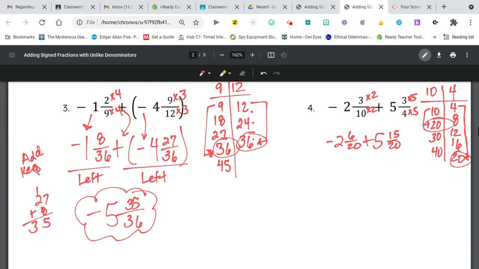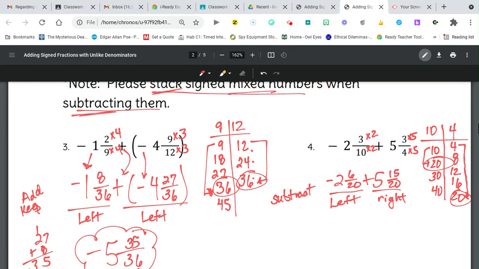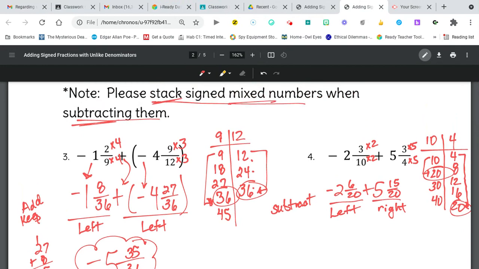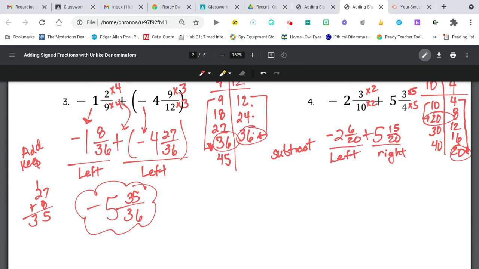All right, so here you got negative 2 and 6/20 plus 5 and 15/20. And I'm just going to establish direction. That's to the left, where those are negatives, and plus positive goes to the right. Or you could just say you got negatives and positives, so you know you're going to subtract. Now, remember, back up here, I said if you're subtracting mixed numbers, I need you to stack them, okay? Stack sign mixed numbers when subtracting. So I got to subtract, so I'm going to stack them. And this is what I mean by stack them.